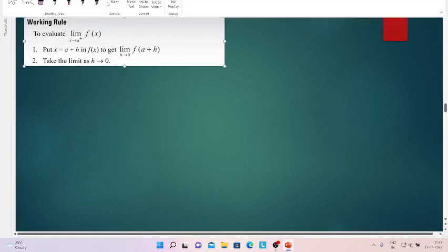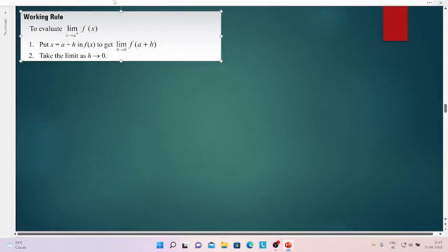So here is a working rule. Here is the working rule of right hand limit. You can see the working rule, right?